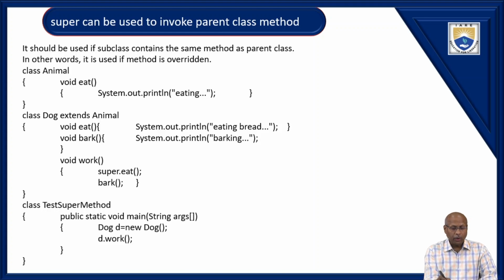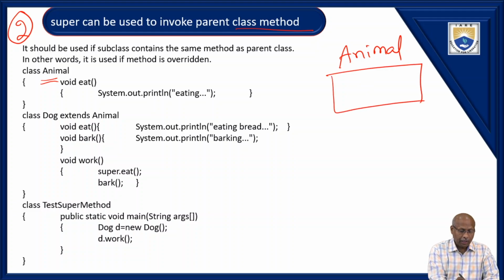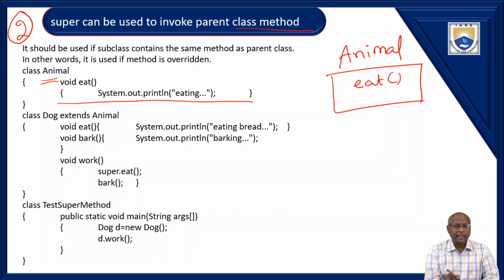Super can be used to invoke a parent class method also. This is the second technique. The first one is to refer to an instance variable. The second one is to refer to instance methods. Now there is a class called Animal. In the Animal class, there is a method called eat. In the eat method, there is a statement printing eating. So when I call the parent's eat method, it will print eating.